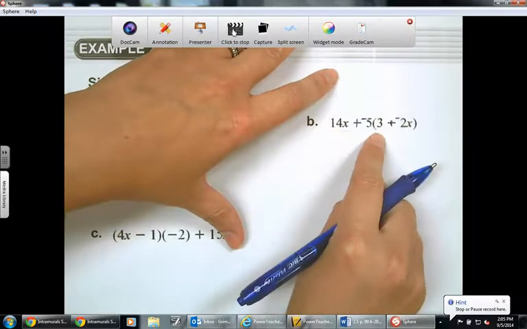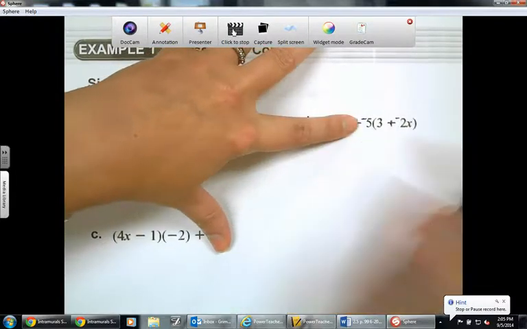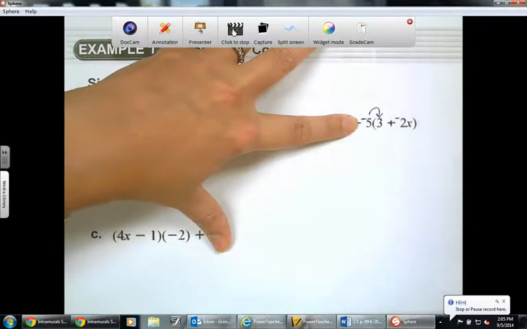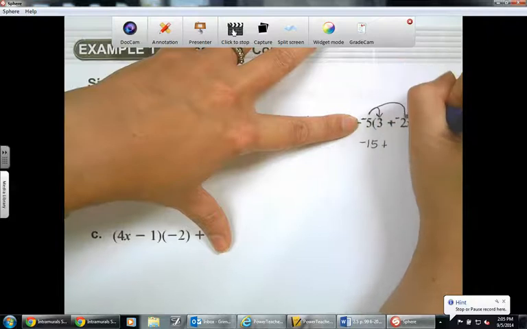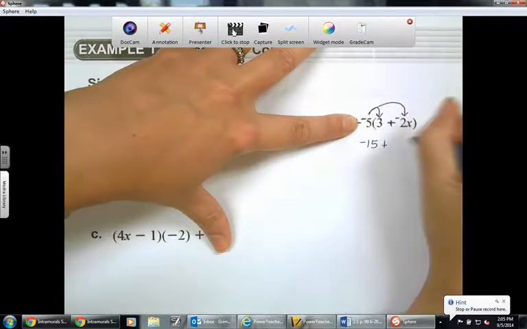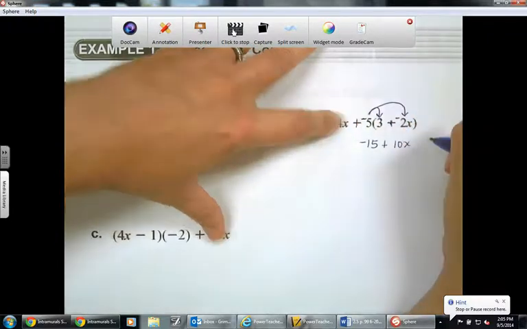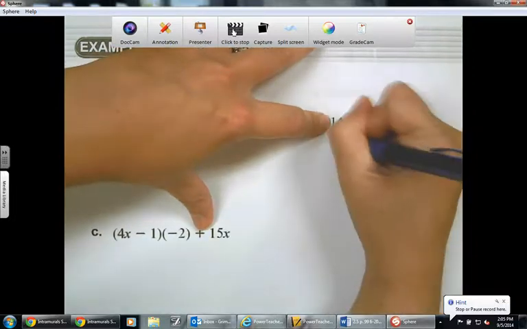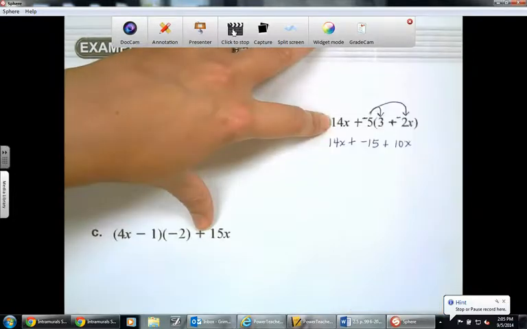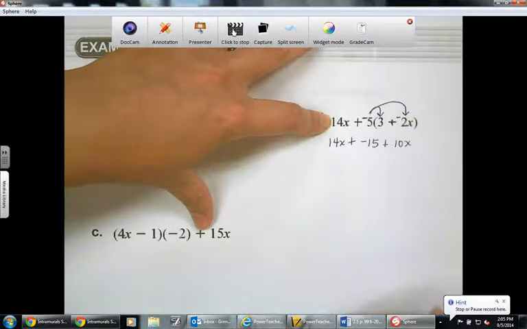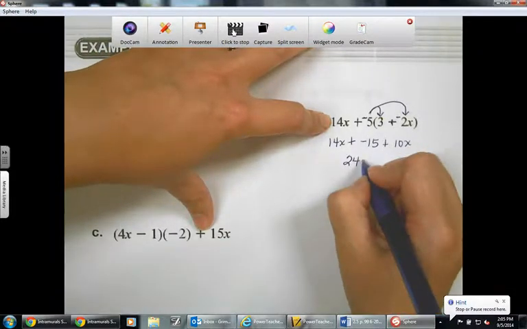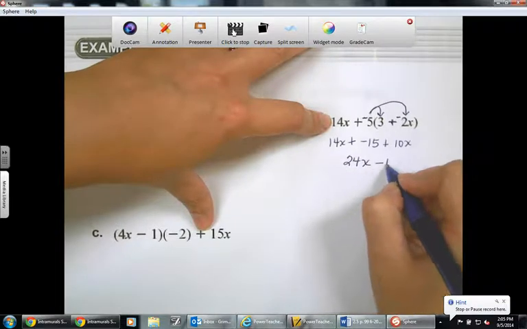So I'm going to distribute negative 5 times 3, so that's negative 15, plus negative 5 times negative 2, which is a positive 10x. Then I'm going to go back and add on the 14x, like that. And now that I have that, I can go ahead and add the 14x and the 10x to give me 24x. And I can either write minus 15 or I can write plus a negative 15.